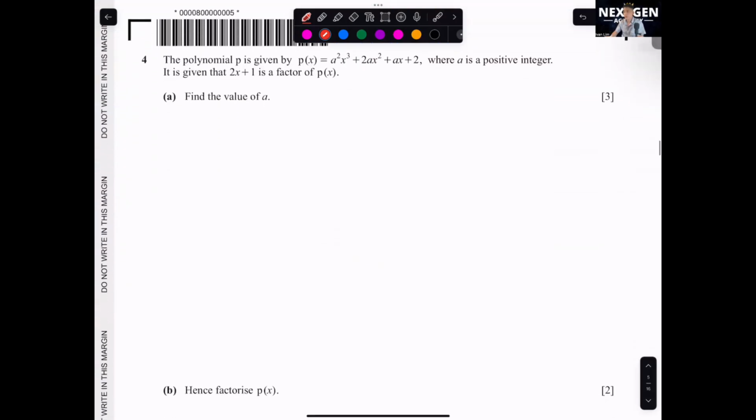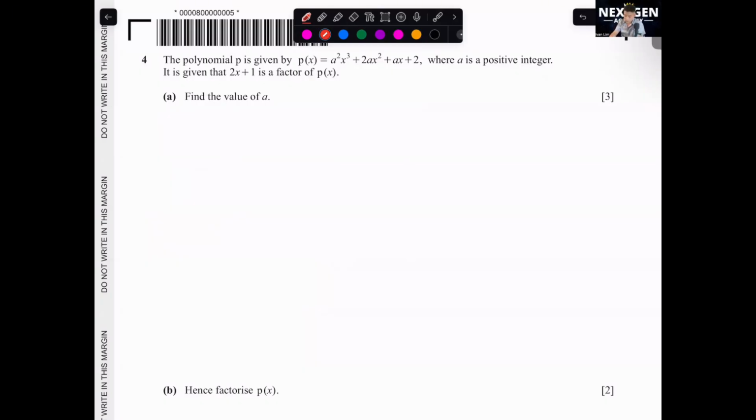Okay, number 4. The polynomial p is given by p(x) equals a squared x cubed plus 2a squared plus ax plus 2, where a is a positive integer. It is given that 2x plus 1 is a factor of p(x). Find the value of a. Okay, this is under the chapter of factors and polynomials.